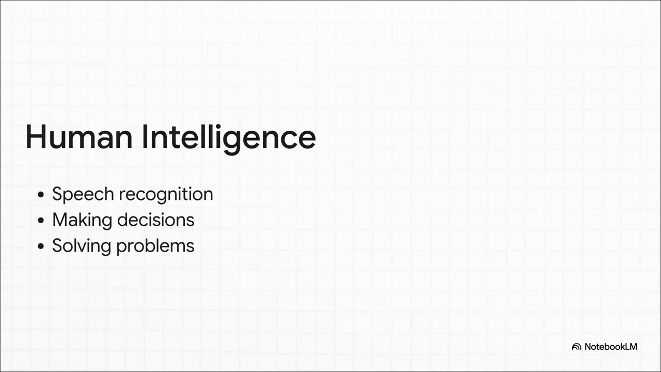We are talking about really dynamic, human-like tasks here. Things like recognizing speech, making tricky decisions, solving complex problems on the fly, and even translating languages in real time. AI systems are specifically engineered to tackle these deeply human processes.